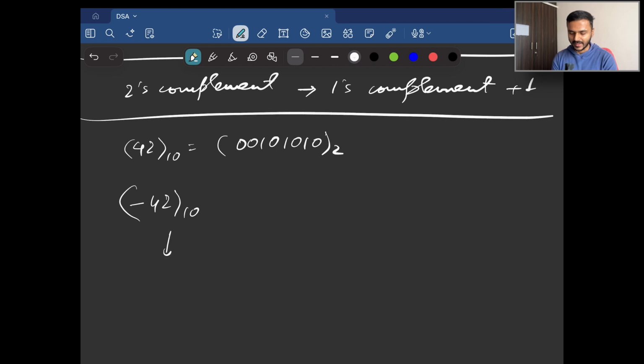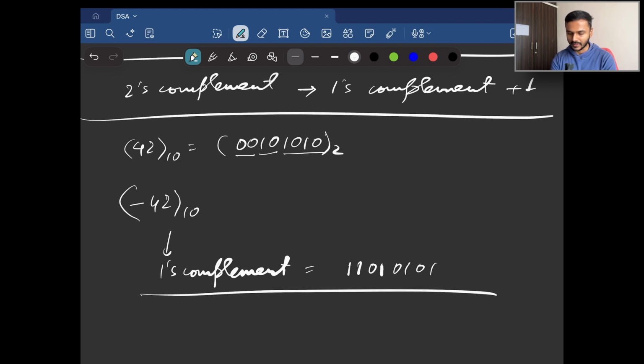We will first of all find the 1's complement. Now, we already know how to find 1's complement. Find the binary representation of 42, which we know is this. Then change all the zeros to ones and all the ones to zeros, and you will get the 1's complement. So 1's complement will be 11 because we have double zeros over here, and then 01 because we have 10 over here, and then 0101 because we have 1010 over here. So this is 1's complement. Now the next step is to add 1.